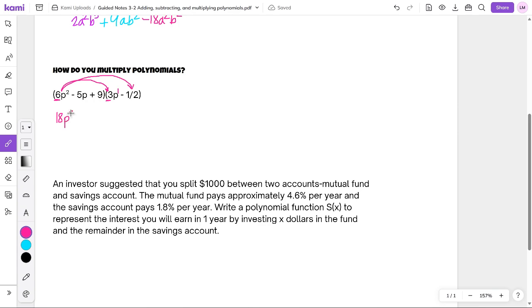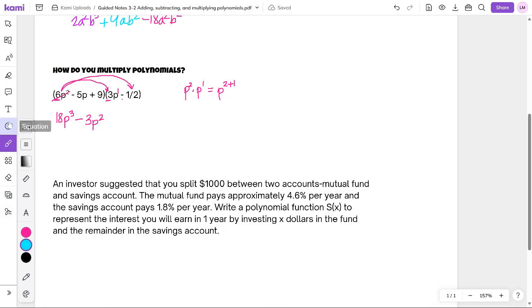p to the third, because I had p squared times p to the first, so p squared times p to the first means p to the 2 plus 1, which is p to the third. All right, and then I have 6p squared multiplied by a negative 1/2, which would be negative 3p squared. All right, so that one's done.